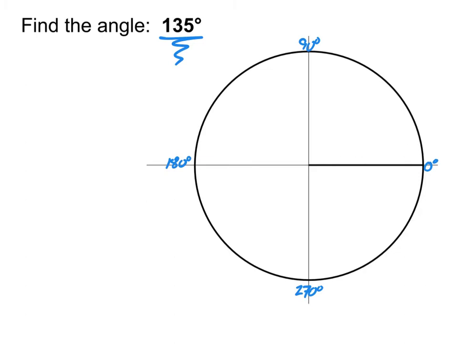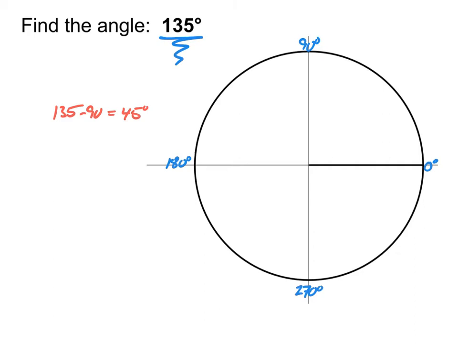And there are multiple ways that people will look at it. Some people will figure out, okay, what's the angle between 90 and 135 by subtracting them. If you did 135 minus 90, that would give you 45.